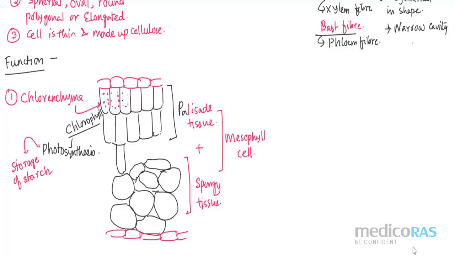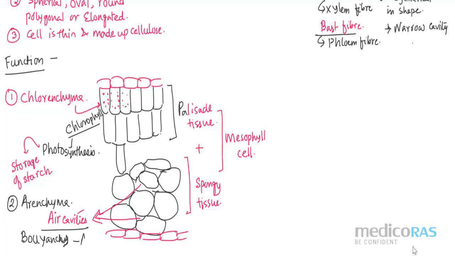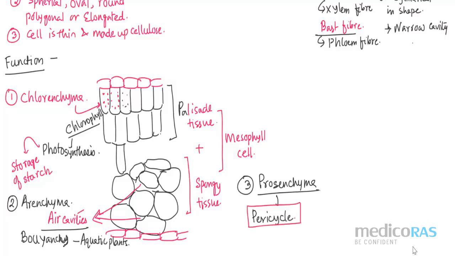The spongy tissue has multiple intercellular spaces, and these are actually air cavities. So its cell type is parenchyma. Due to these air cavities, they provide buoyancy and are present in aquatic plants. Similarly, the third function of the parenchyma is the prosenchyma cell, which develops the pericycle. I hope everyone understood the types as well as the function of the parenchyma.